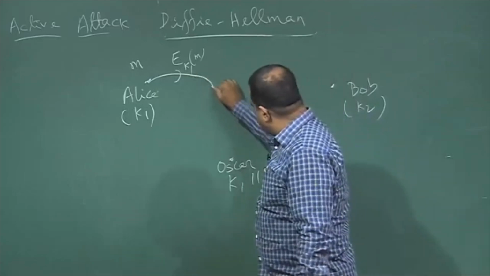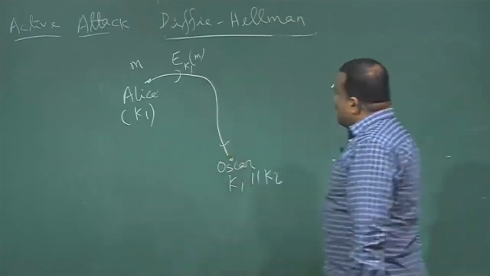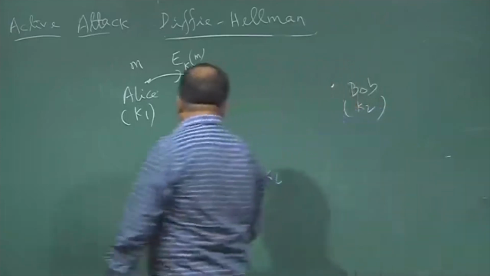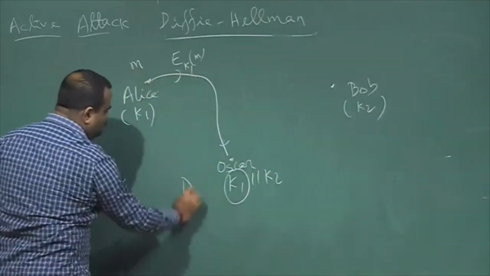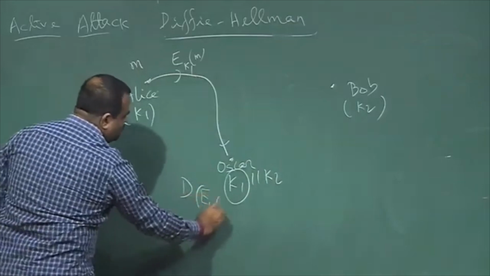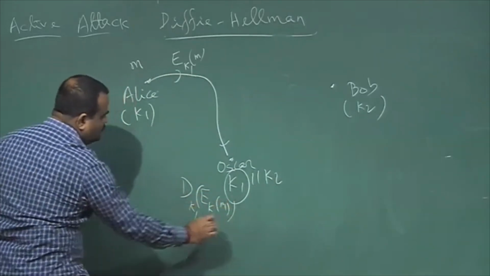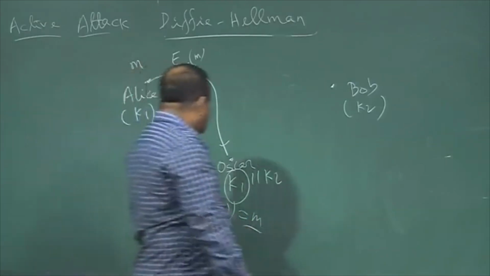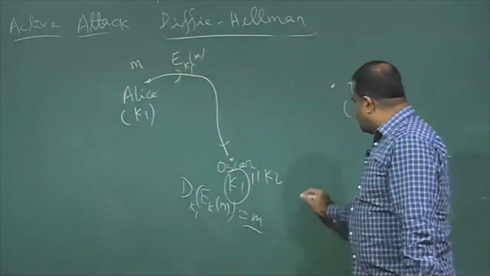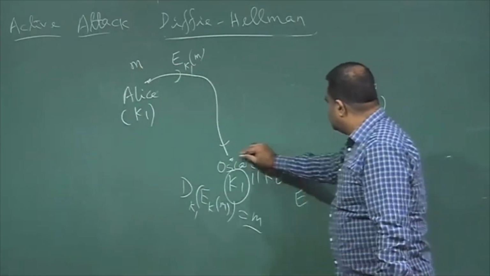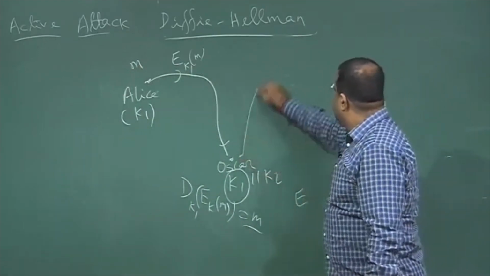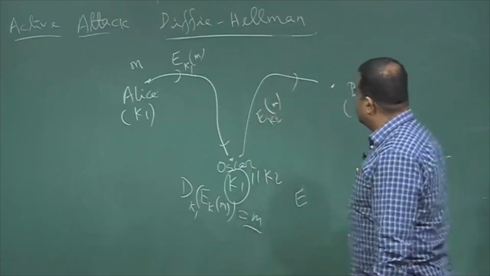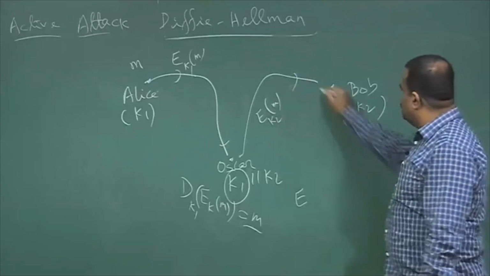Now, Oscar will take this message, and Oscar has k1. So, what will Oscar do? Oscar will decrypt this ciphertext using k1. So, Oscar will reveal the message which Alice is sending to Bob. And what will Oscar do now? Oscar will encrypt this message again using k2, and Oscar will send this ciphertext to Bob.